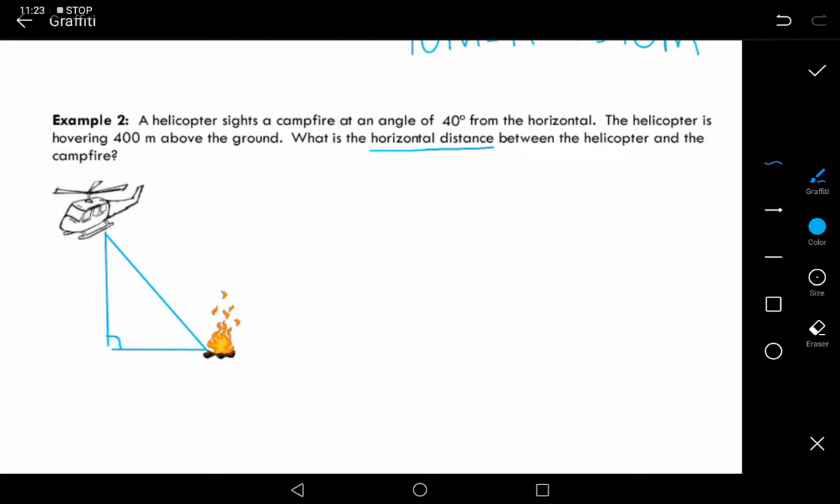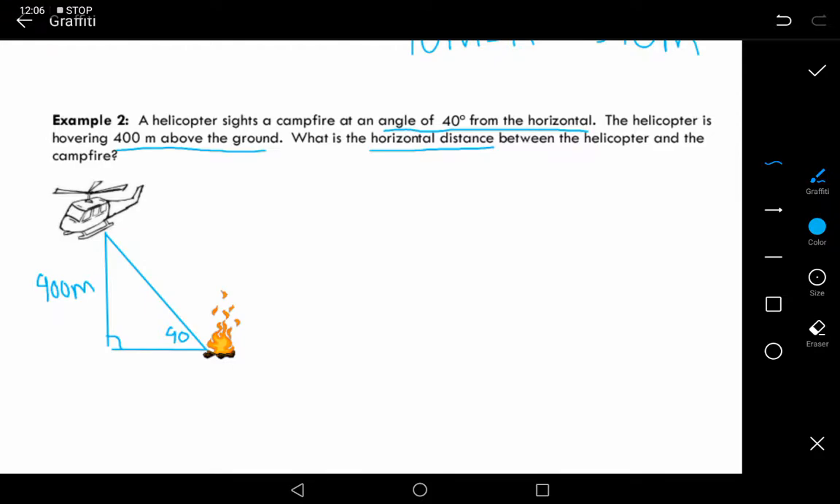Now we're filling in the information that we know. The helicopter sights a campfire at an angle of 40 degrees from the horizontal. The horizontal is just a horizontal line. If we're looking at this diagram, we need to find that horizontal. It's just going to be the line that goes straight across your page. So this is telling us that this angle here is 40 degrees. It also tells us that the helicopter is 400 meters above the ground, so our height here above the ground is going to be 400 meters. We've now drawn our model, and we've labeled all the information that we have.